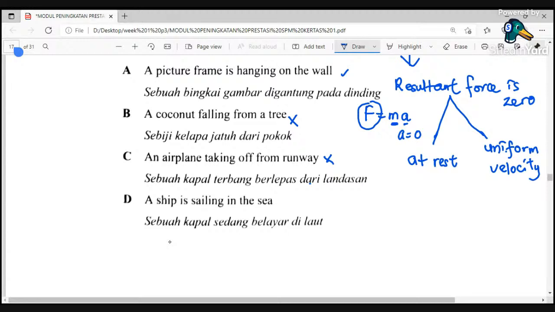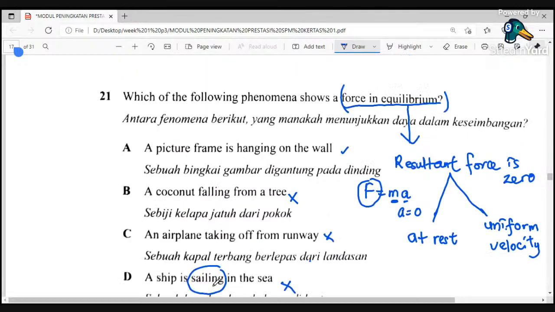D, a ship is sailing. Kalau dia float at rest, dia pun equilibrium lah. Tapi dia sedang berlayar, meaning the forward force is greater than air resistance. So ada net force forward. So ini juga bukan jawapan. Jadi forces in equilibrium, you boleh lihat dua situation ini: mana satu yang describe at rest ataupun uniform velocity.